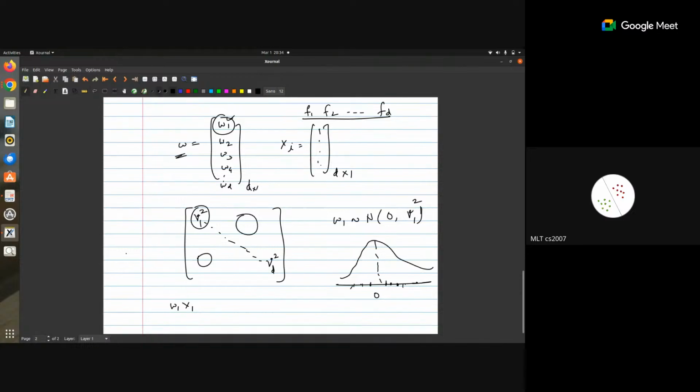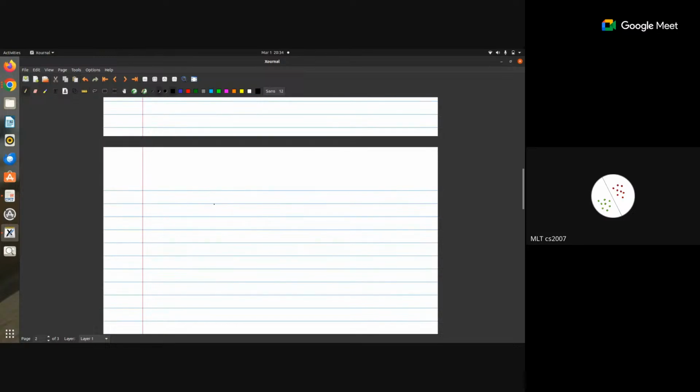Now, with this function we defined earlier, what was the objective function? W transpose X minus Y, whole square. Let's say Y, this label, was generated given the data as W transpose X plus epsilon, and epsilon is a noise with zero mean and some sigma square.